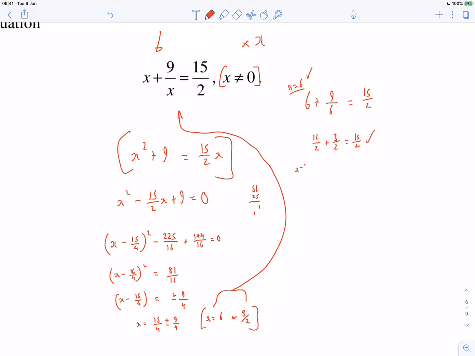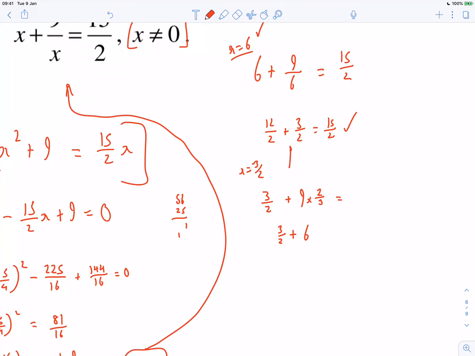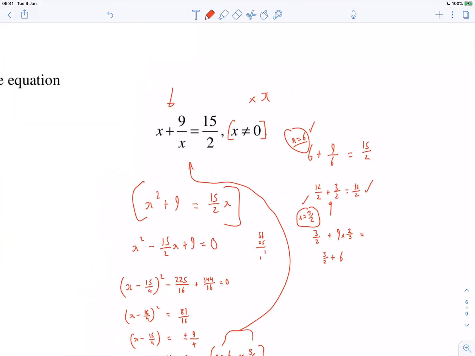When x is 3 over 2, what have we got here? So we've got 3 over 2 plus 9 divided by 3 over 2, which is the same as 9 times 2 over 3, because you're dividing by fractions. Well, 2/3 of 9 is 6, so it's 6 plus 3 halves again. And look, by symmetry, that's going to be the same as that. So yes, it does work. So both of those are valid solutions.